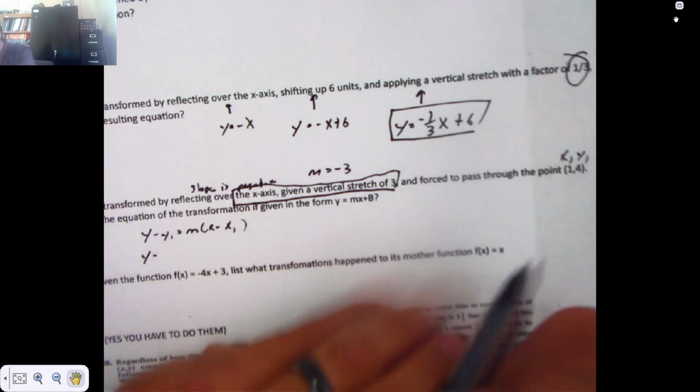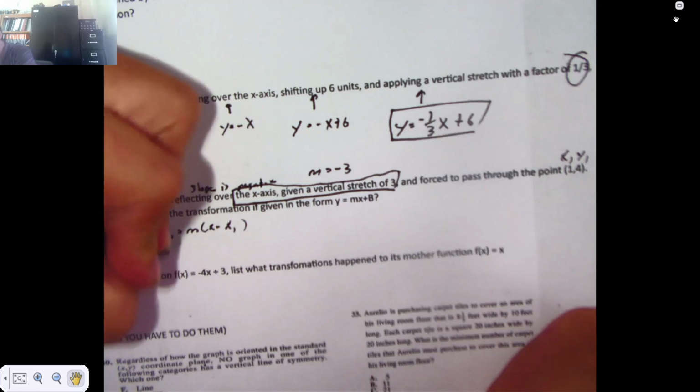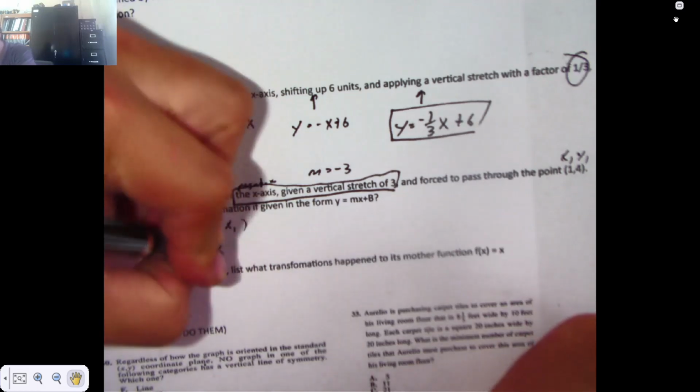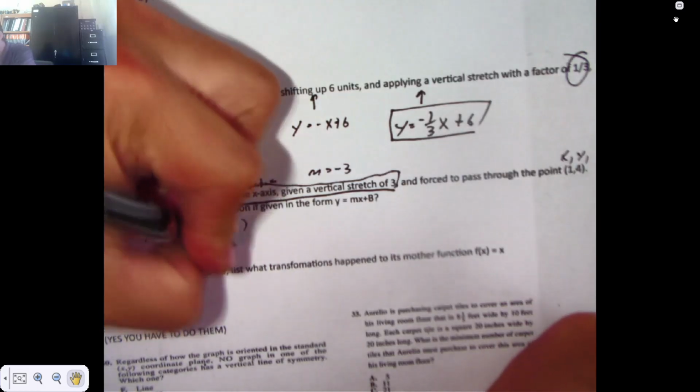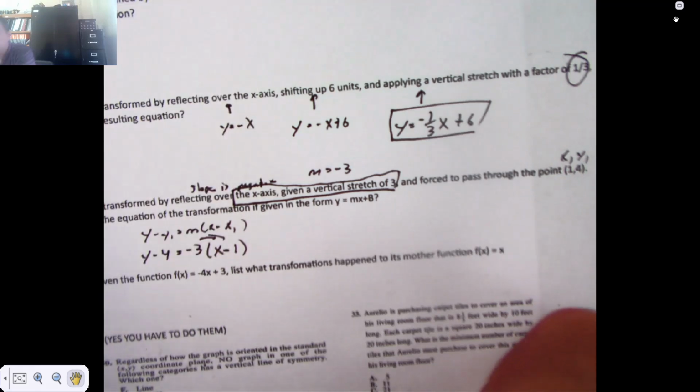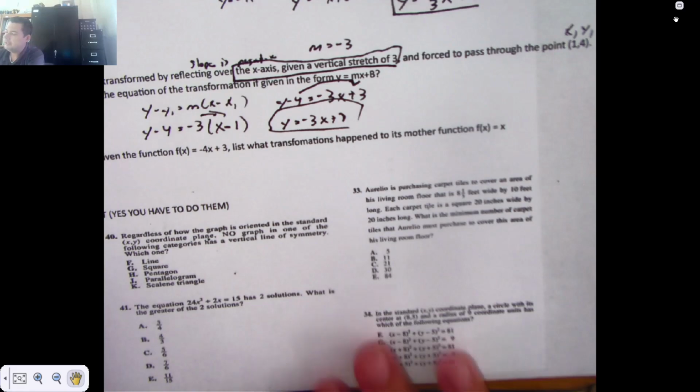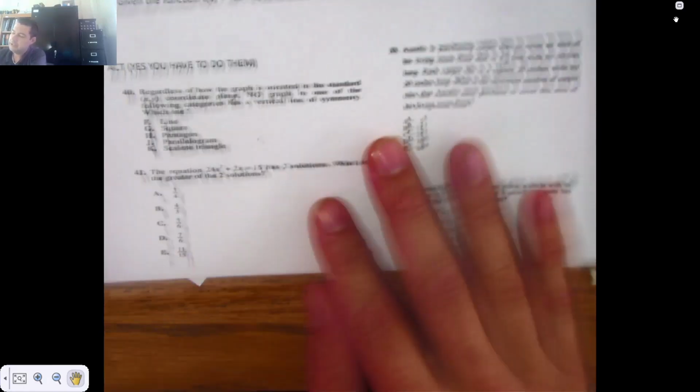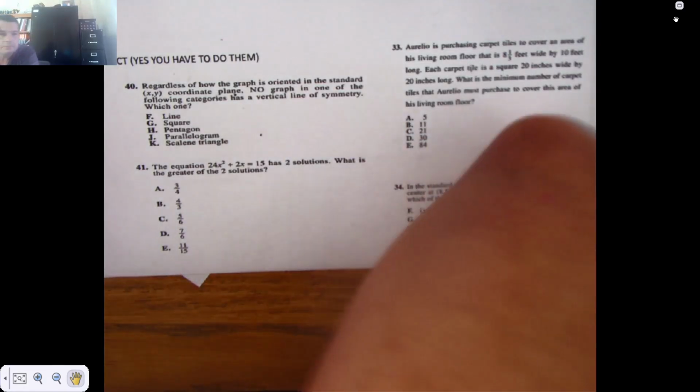So glancing at my point, my y1 value is 4, my slope was negative 3, and my x1 value was 1. And I just invoke the distributive property. 2 more steps, I'll be done. Y minus 4 equals negative 3x plus 3. Change that subtraction to addition, and 3 plus 4 is 7. There's your line. I'll do all the steps for you because you need it. Hopefully you try it on your own.